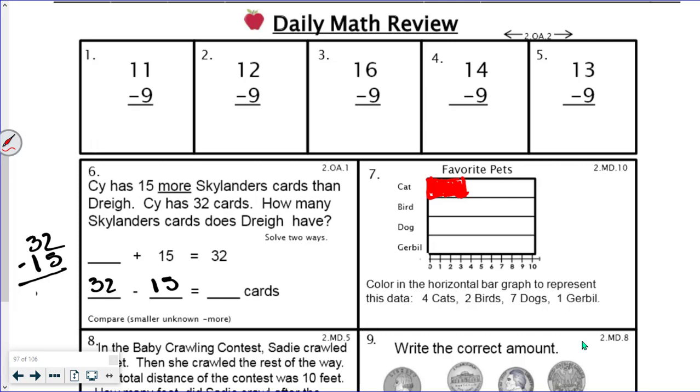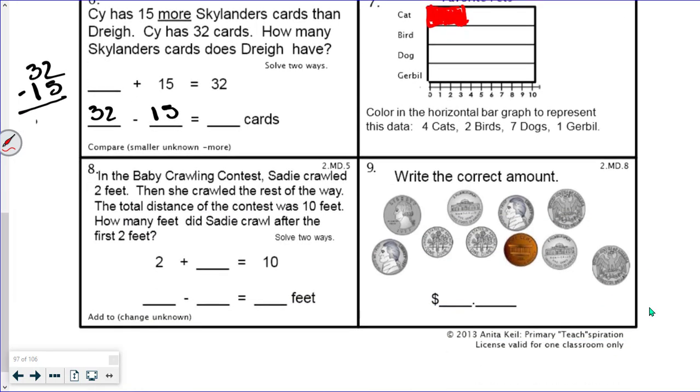Okay, number 8. In the baby crawling contest, Sadie crawled 2 feet. Then she crawled the rest of the way. The total distance of the contest was 10 feet. How many feet did Sadie crawl after the first 2 feet?